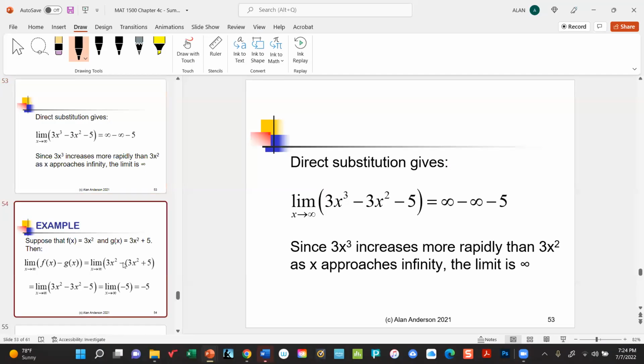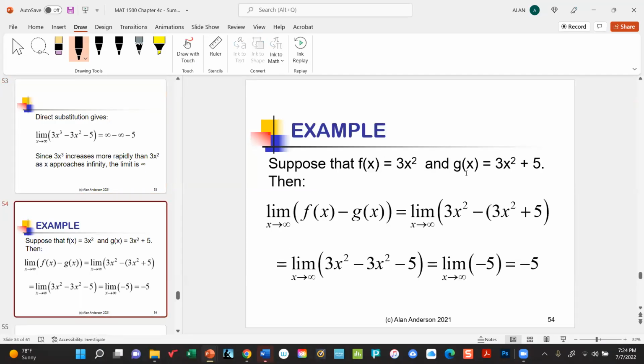But then this next one is 3x squared minus g of x, which is 3x squared plus 5. This is different because when you subtract them, you just wind up with negative 5. So of course the limit is negative 5, because it's a limit of a constant. In spite of the way it looks, this is simply the limit of negative 5.